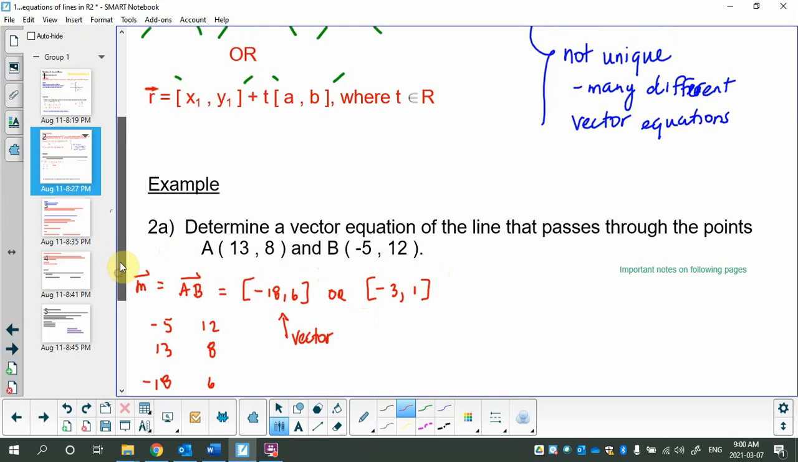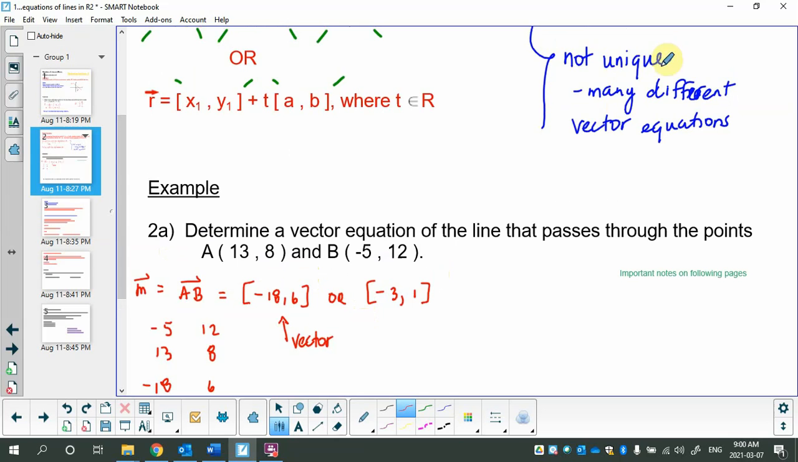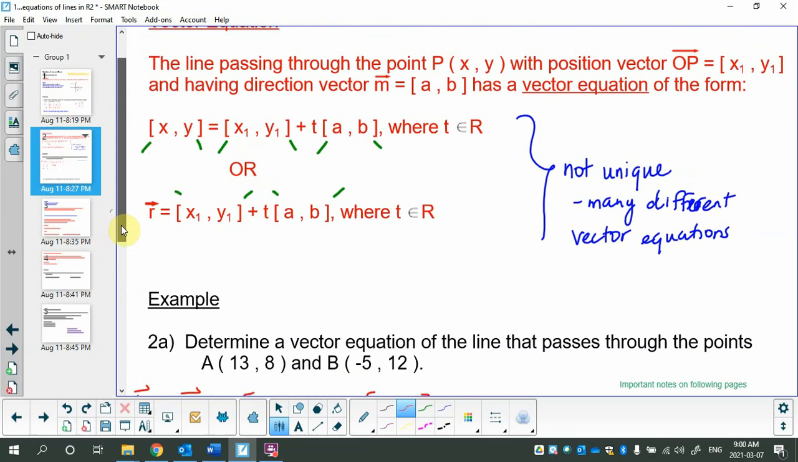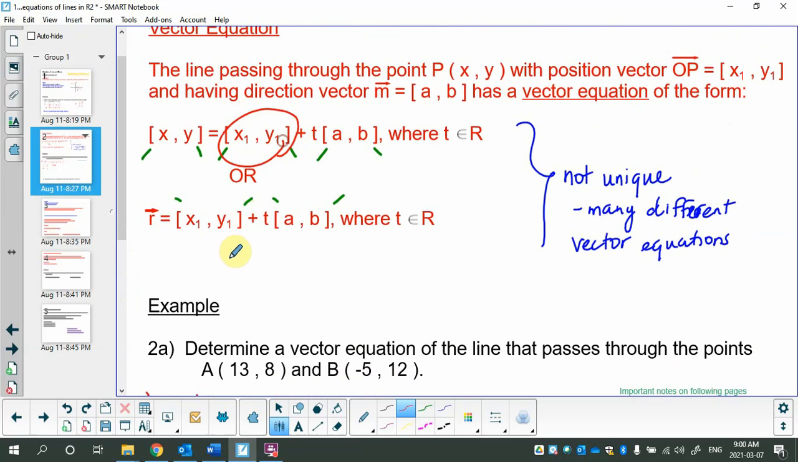And that's part of the reason, only part of the reason, that you have a non-unique answer, because sometimes people will do that and sometimes people won't. Another reason that a vector equation is not unique is because we need to pick a point for this position.